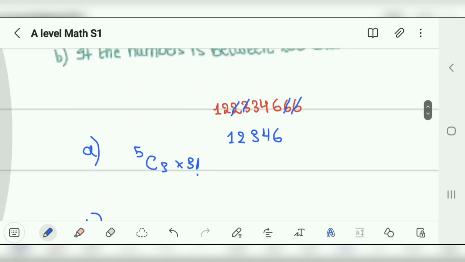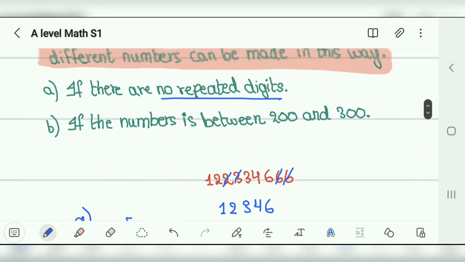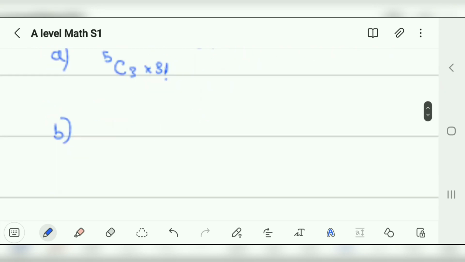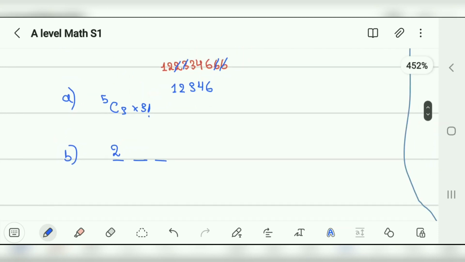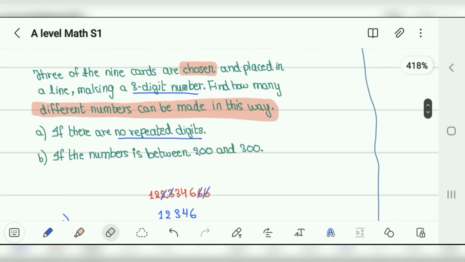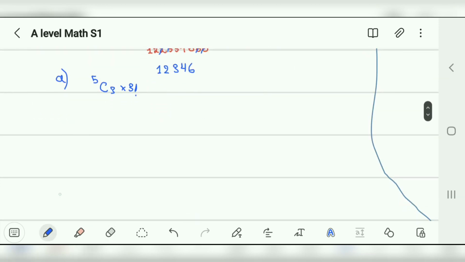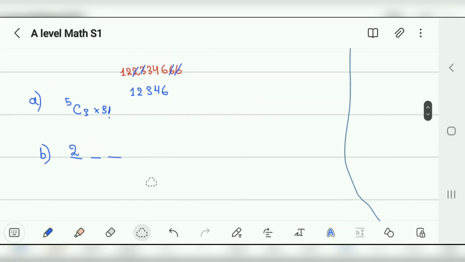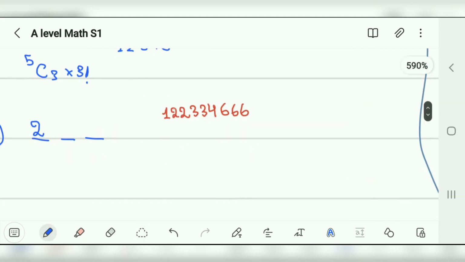Now part B. Part B says if the number is between 200 and 300. Okay, so 2 comes here. So part 2, if the number is between 200 and 300, 2 will be put here, since we have already used 2.